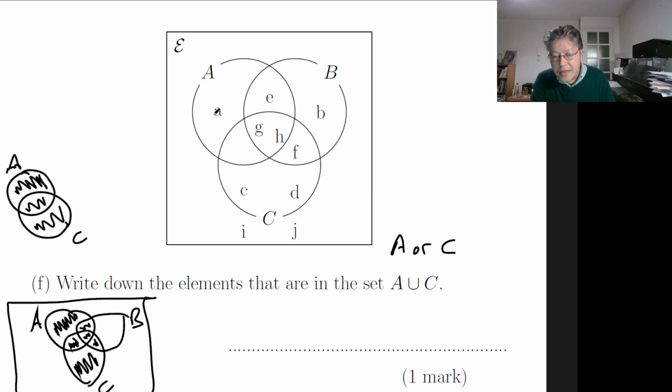So A or C will consist of A, this region here, E, and G and H. That's everything in A. And also the bits that are in C. So there's C, D, and F. And of course they already included any overlaps.